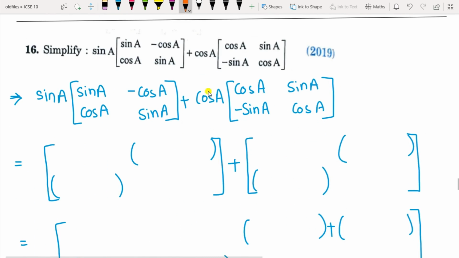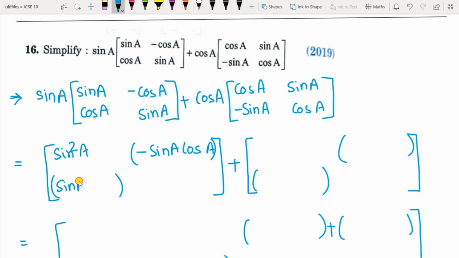Now this question was asked in 2019. Sine A and this matrix plus cos A and this matrix, you have to simplify it. So sine, here it is multiplication, so multiply sine with each of the terms inside the bracket. So sine into sine is sine square A. Sine into cos is minus sine A cos A. Sine into cos here, so sine A into cos A. And sine into sine again is sine square A.